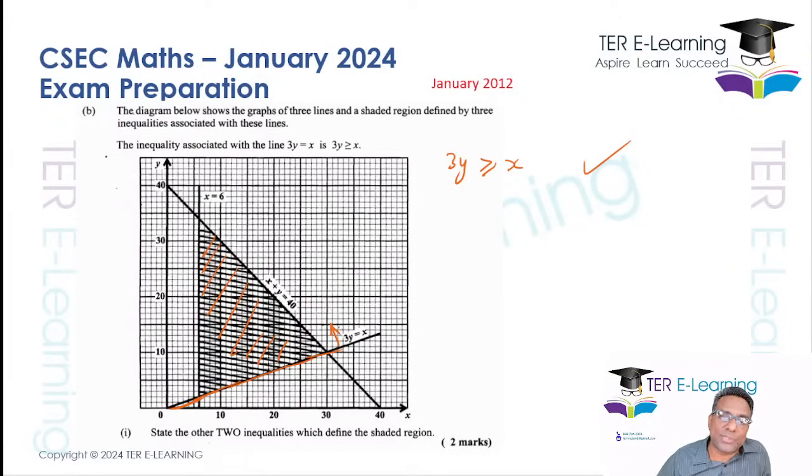Now, when we look at the line x is equal to 6, based on what is shaded, the common region, you have to shade to the right. So this is going to be x is greater than or equal to 6. That's your second inequality.